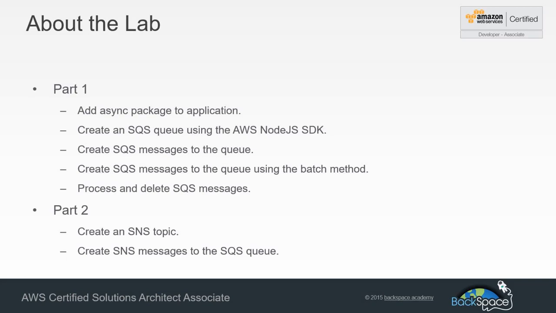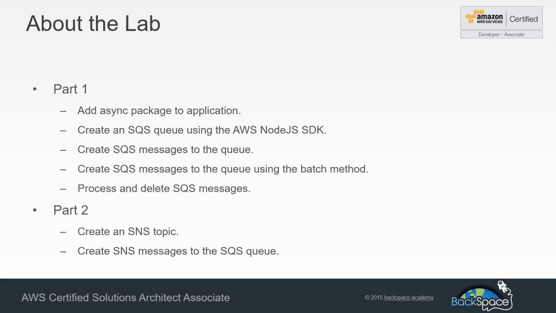Next, we're going to look at creating an SQS queue, and we're going to do that not using the console, but using the AWS Node.js SDK. And then we're going to look at creating some messages for that queue and delivering them to that queue. And then we're going to look at sending multiple messages using the batch method of SQS in the AWS Node.js SDK. And then we're going to look at processing and deleting SQS messages.